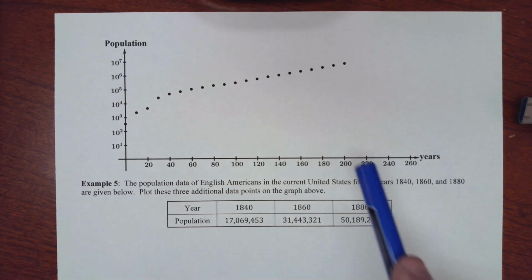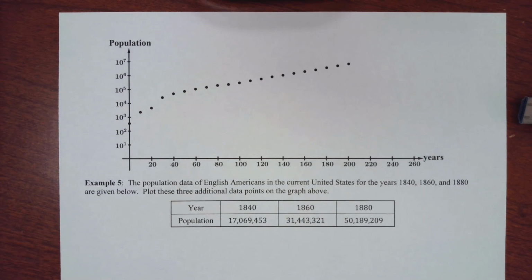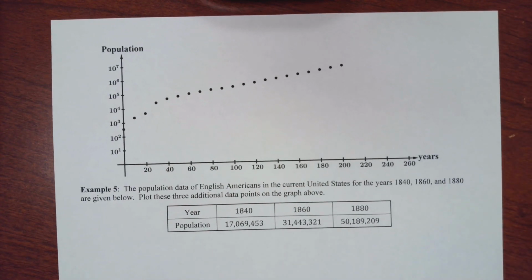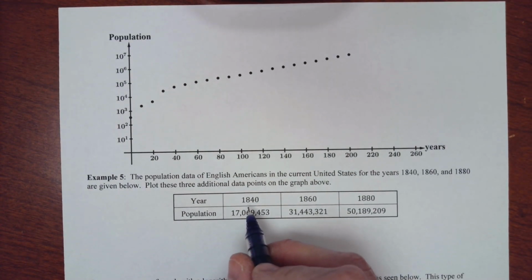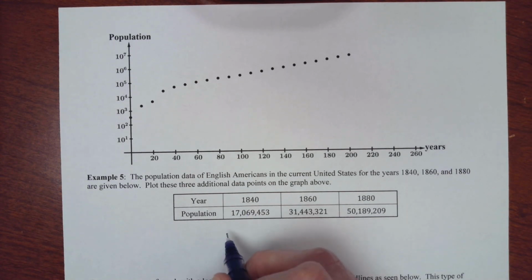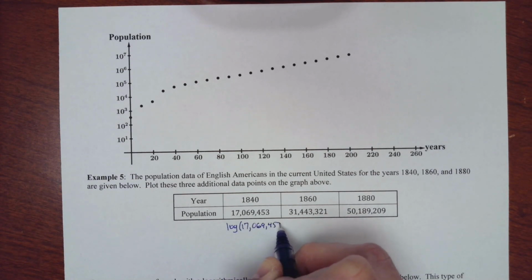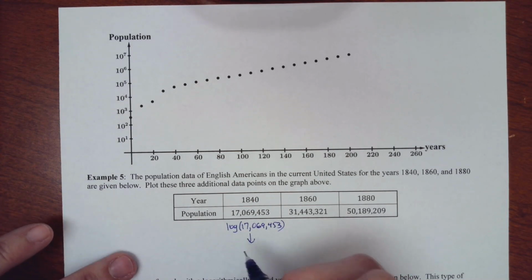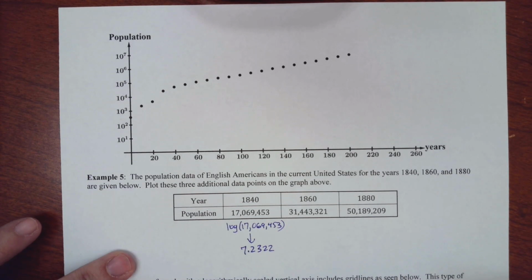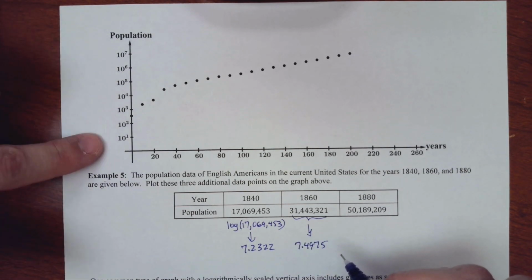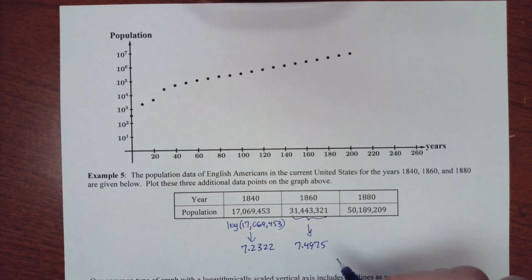Right, before we stopped in class, we were here and we were about to graph these points down there. So when you have a semi-log plot, basically this axis becomes the log of all your input values. So when we have a number like in year 1840, it was 17 million, 69,453, we have to do the log of that. When you do that, you get the number 7.2322, all right? And then we have to do the log of this right here, and we get the number 7.4975. So these numbers represent the log of the value, okay?